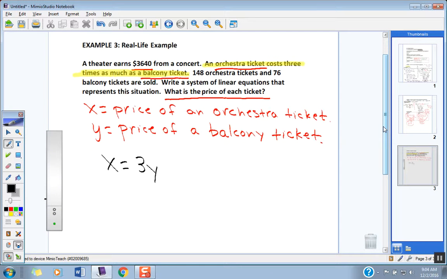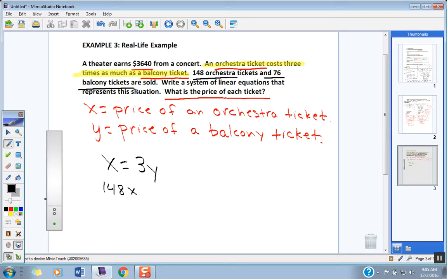So here's the next one, guys. Next one says, well, you made $3,640. How many orchestra tickets were sold, guys? So to know the amount of money that was made from orchestra tickets, wouldn't you take 148 tickets times the price of each ticket? So to set this up, we're going to simply say, well, 148 seats that were orchestra tickets were sold at a price of X dollars each. And then to that, we added the price of some balcony tickets. How many balcony tickets were sold, kiddos? 76. Okay, so there were 148 orchestra and 76 balcony tickets.